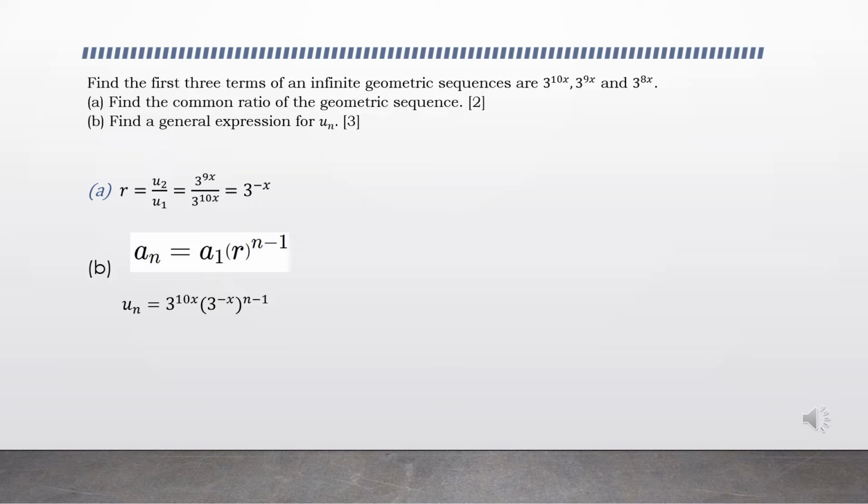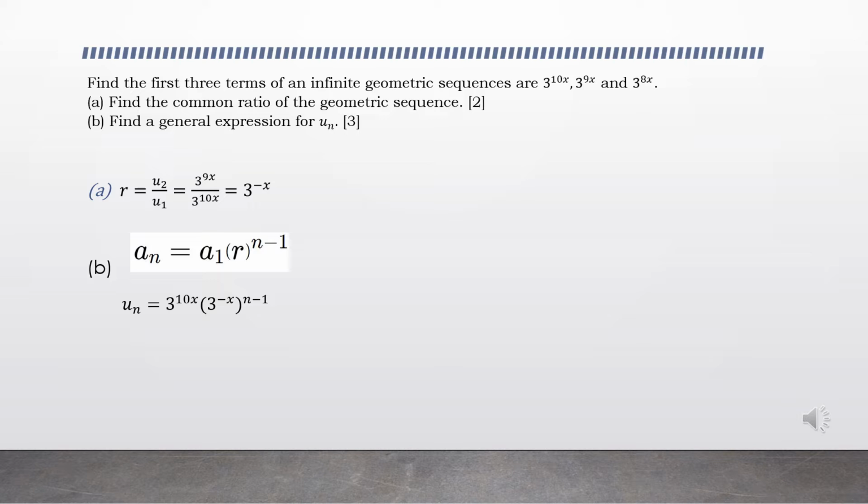In problem number 1, the first three terms of an infinite geometric sequence are given. The first task is to find the common ratio of the geometric sequence. To find the common ratio, we simply get the ratio between the term and its preceding term. So in this case, we have 3 raised to 9x over 3 raised to 10x. It could also be 3 raised to 8x over 3 raised to 9x. That gives an answer 1 over 3 raised to x or 3 raised to negative x.